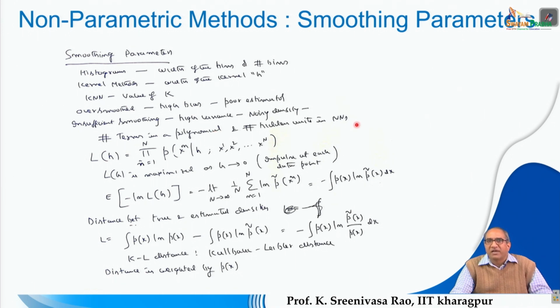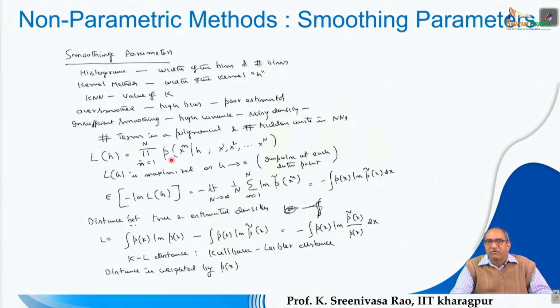Similarly, in the case of neural networks, you can say the number of units in a hidden layer. And now here our overall goal is that the probability density function we are estimating, its likelihood, should be maximized. So the likelihood can be estimated like this.